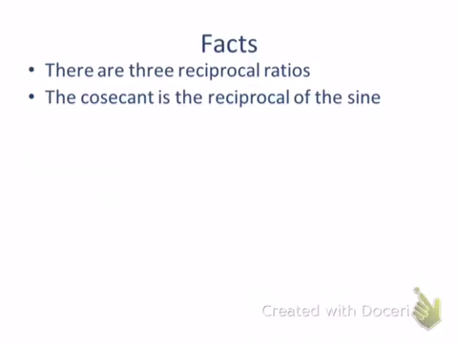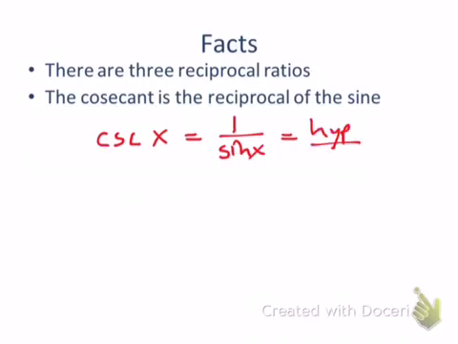Yes. Extremely important. Now, the abbreviation for cosecant is CSC. So the cosecant of an angle x is equal to 1 over the sine of x. The sine is the opposite over the hypotenuse, so the cosecant is the hypotenuse over the opposite side.